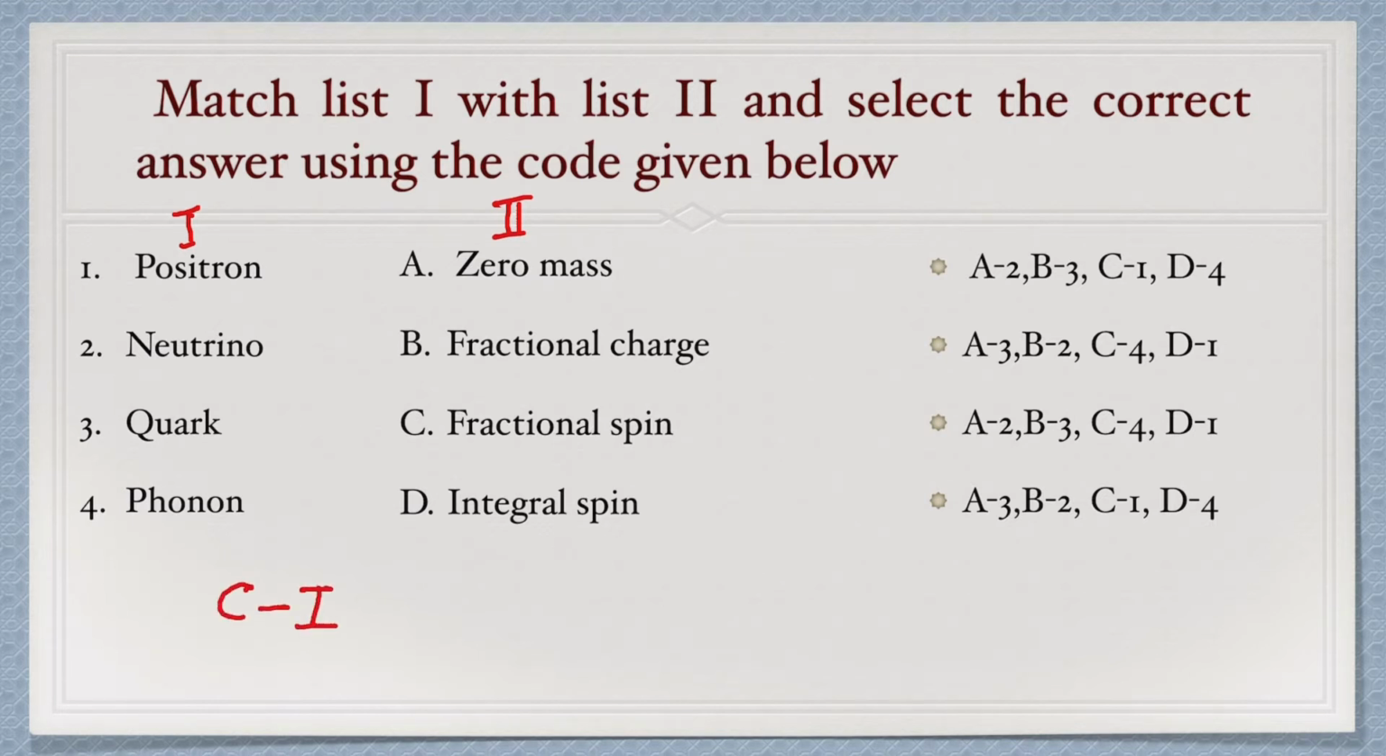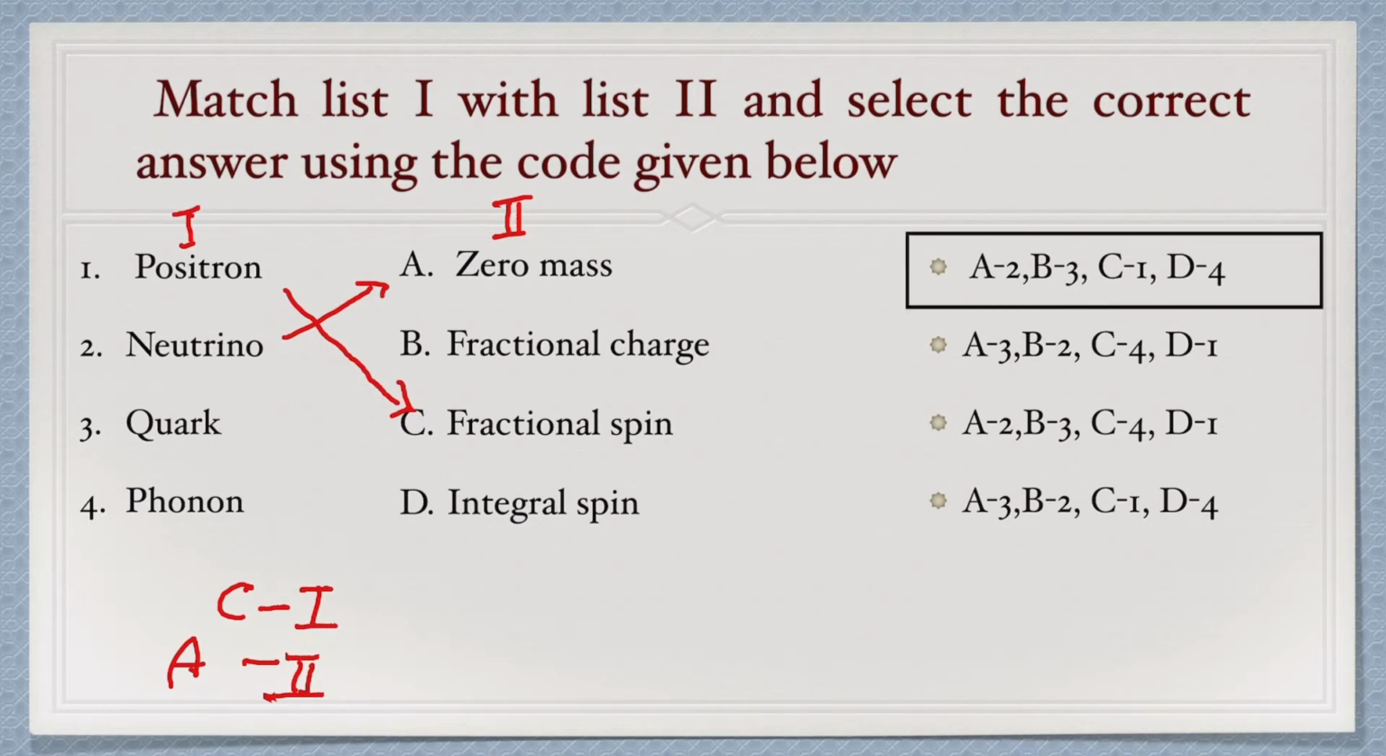Next is neutrino. Neutrino has nearly zero mass, which means A will match with neutrino, which matches with zero mass, and positron is fractional spin. So A second and C first. So the first option will be correct. Next is quark. Quark has fractional charge, which means third is matched with B, and phonon has integral spin. So fourth will connect with D.